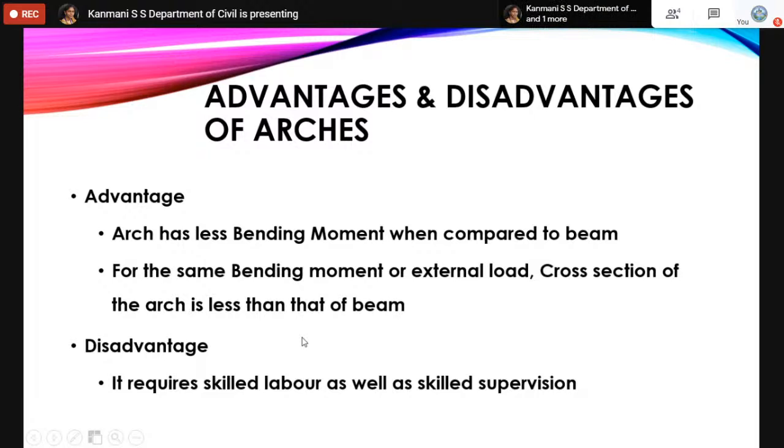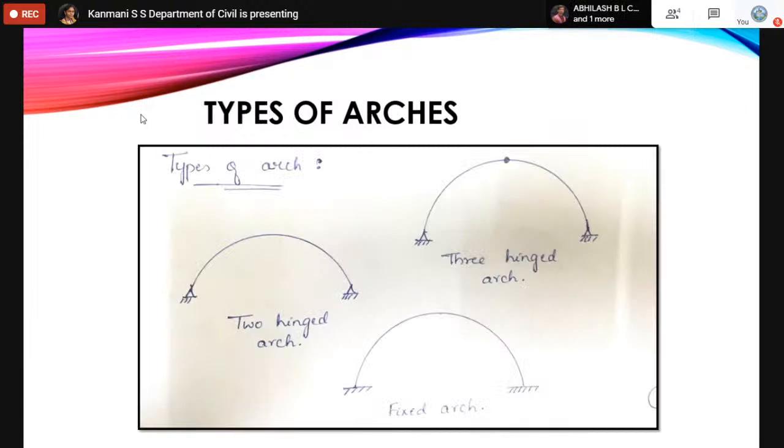The disadvantage here is that to construct an arch, you need skilled labor. Without skilled labor or skilled supervision, we cannot build a beautiful arch to resist the compression force. So afterwards, we are moving on to the types of arches.